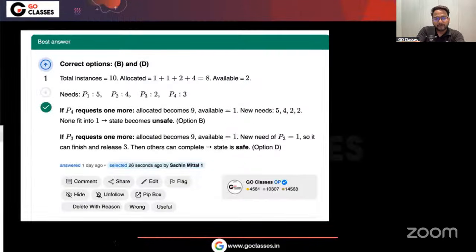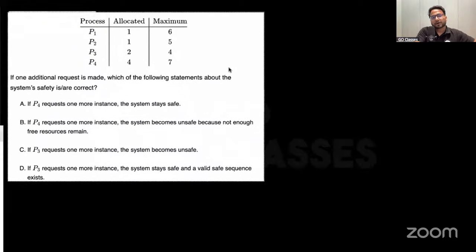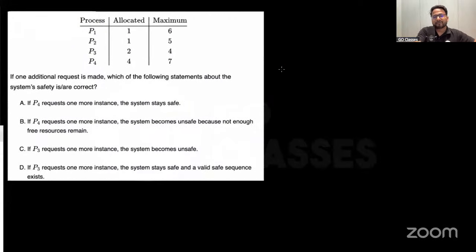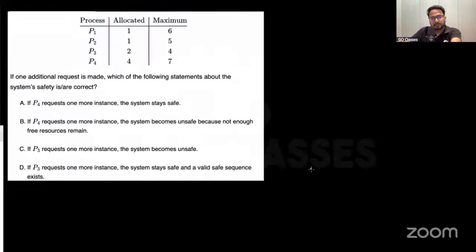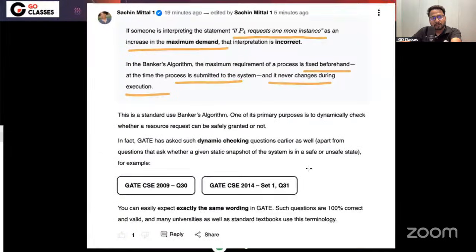Actually, many of the students got confused about what this means, but it is standard terminology. In fact, I've taken this question from some university, and under this question I've given the link. You can see that link, but you can easily expect exactly the same wording in GATE. There is nothing wrong with the wording.